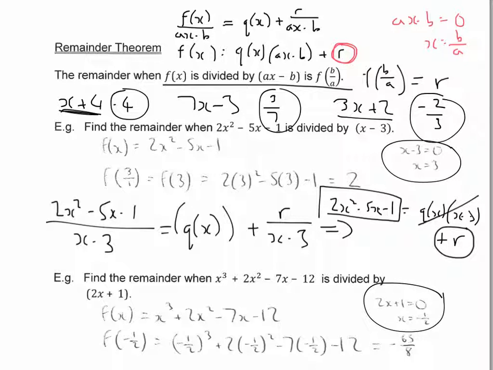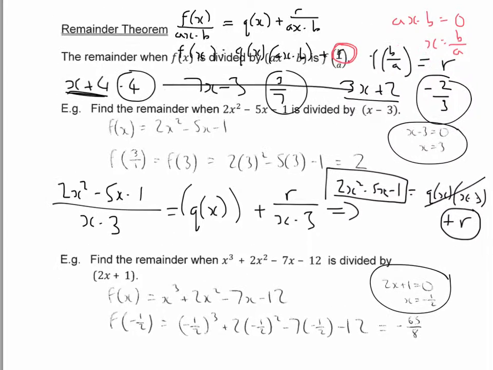I honestly think rather than maybe learning off that thing there, I would just look at what you're divided by and say what value of x makes it 0. So let's move on to the next example and apply all of that.